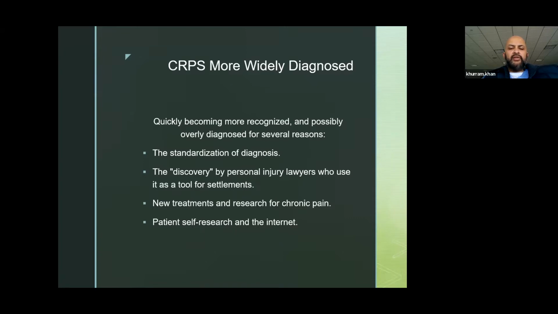And patients, when they are searching for answers on Dr. Google, are able to find this, and they come to the clinic and say, I have CRPS. So these are a few reasons why you can hear the term quite more often.